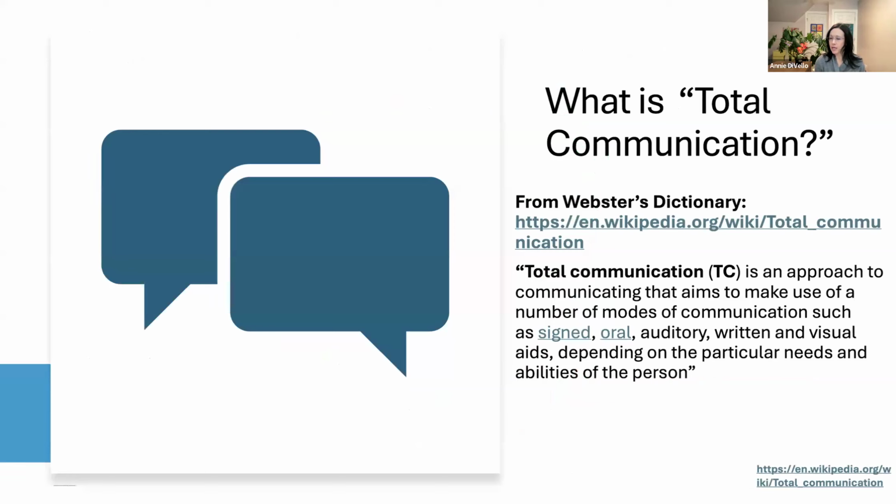What is total communication? From Webster's Dictionary, total communication is an approach to communicating that aims to make use of a number of modes of communication, such as signed, oral, auditory, written, and visual aids, depending on the particular needs and abilities of the person. And I think that's an important point at the end, that the given modes will vary depending on the particular needs and the abilities of the person. Because again, we're going to be talking about a lot of different student populations that you'll be working with.